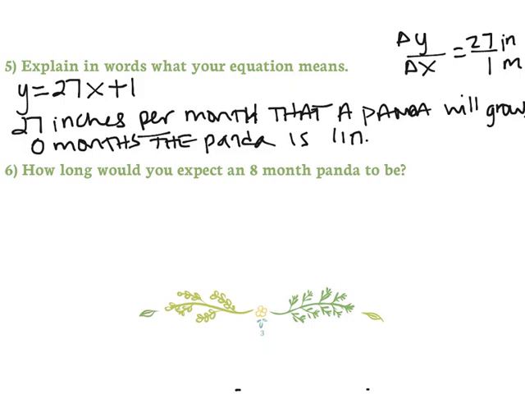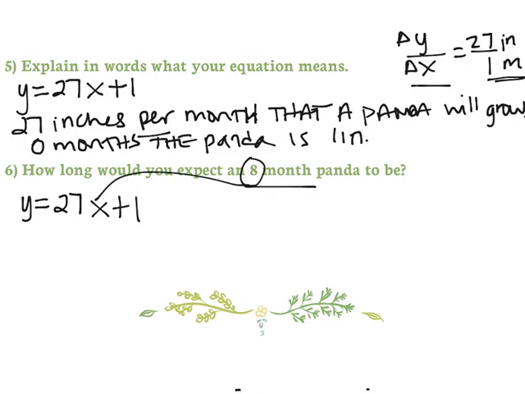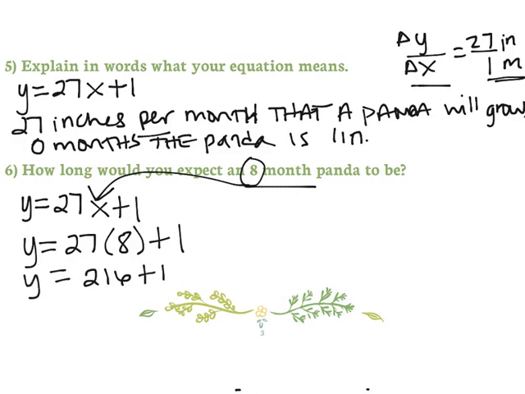So now, how long would you expect an 8-month panda to be? So we need to plug this 8 months into our formula here, and we want to know, okay, which one does our 8 months represent? Which is it, x's or y's? Well, right here we can see it was on the bottom. Months were our x's, so I'm going to plug in this 8 into our x, and we're going to solve. So we need to do 27 times 8 plus 1. When we do 27 times 8, we get 216. We're going to add that 1 inch to it, and we get a 217-inch panda.